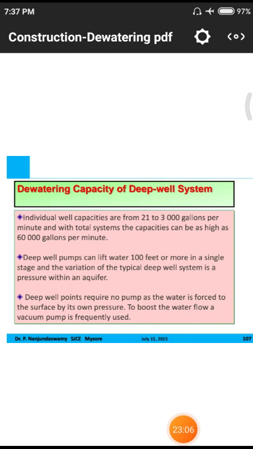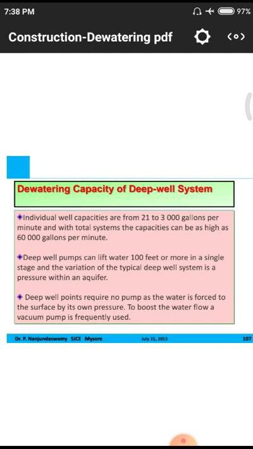Next one is the dewatering capacity of deep well system. How we have to dewater from these deep wells, what are the functions they are having. Individual well capacities are from 21 to 3000 gallons per minute. Per minute means for every 60 seconds, the well capacity's minimum value is 21 and maximum value is 3000 gallons. 1 gallon is equal to normally 3.68 liters.